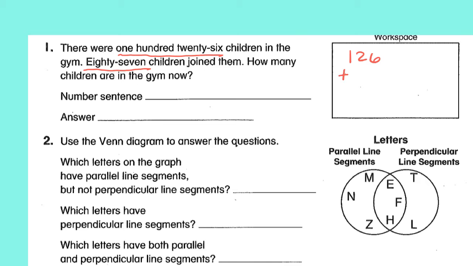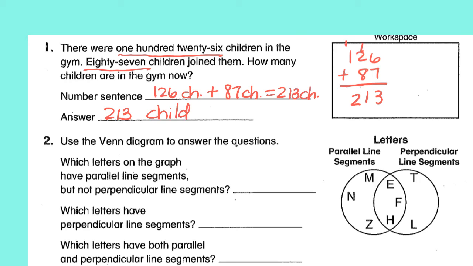126 plus 87. 7 and 6 equals 13. 8 and 2 is 10, plus 1 more is 11. 1 plus 1 is 2. So the number sentence is going to be 126 children plus 87 children equals 213 children.